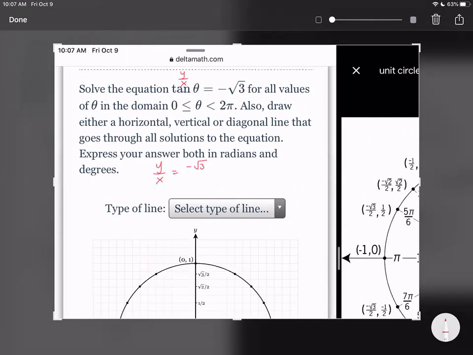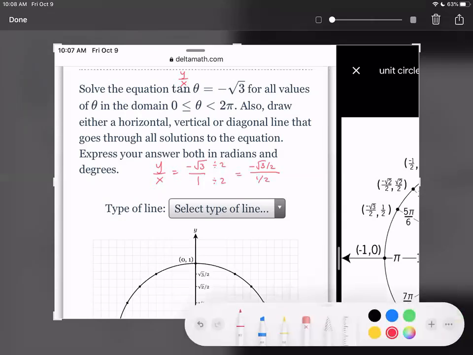So let's turn this into a fraction by putting it over 1. And once again, we don't have a radical 3 on our unit circle. We have radical 3 over 2. So we're going to just make both of them over 2 by dividing by 2 on the top and bottom. So you get negative radical 3 over 2 and 1/2 on the bottom. So then from here, we can say, oh, okay, our y should be the negative radical 3 over 2. So I'm going to write that here. Y can be negative radical 3 over 2.